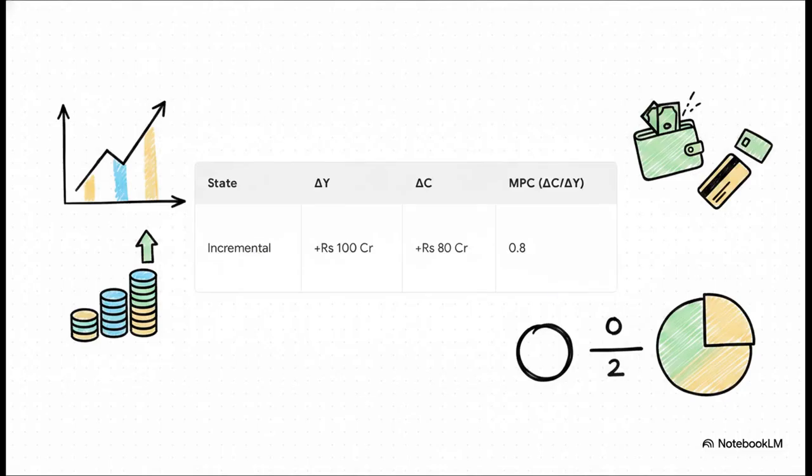Now let's look at the incremental change. Suppose total income in our economy increases from 1,000 crore to 1,100 crore. That's a bump in income of positive 100 crore rupees. As a consequence, let's say consumption rises from 900 to 980. Our change in consumption is positive 80 crore. We divide that change in consumption by the change in income, 80 divided by 100, and boom, we get an MPC of 0.8. Out of the new extra income, 80% of it was spent.